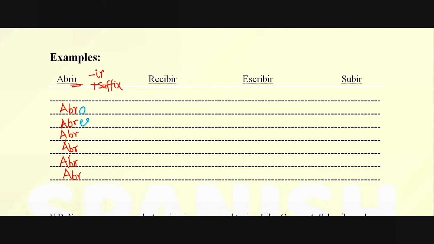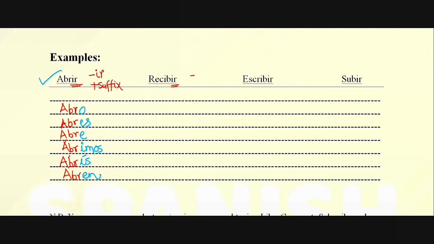O, es, a, emos, is with accent, en. Abro, abres, abre, abrimos, abrís, abren.